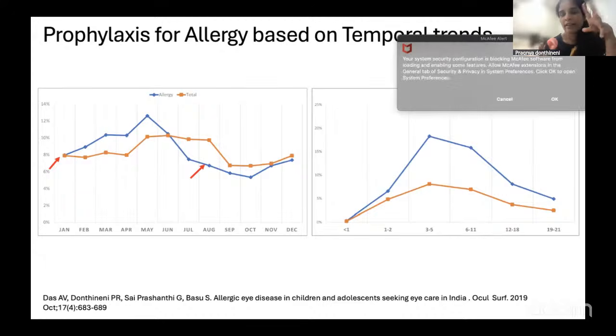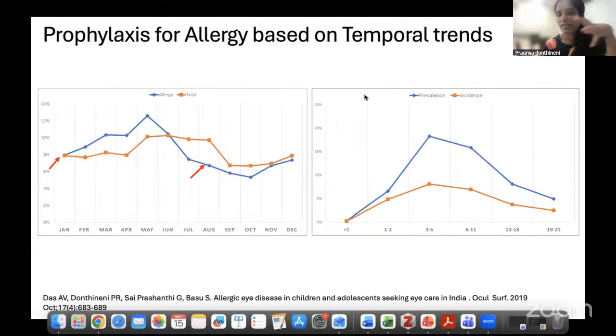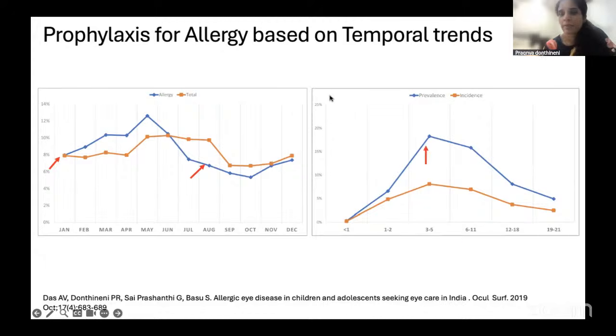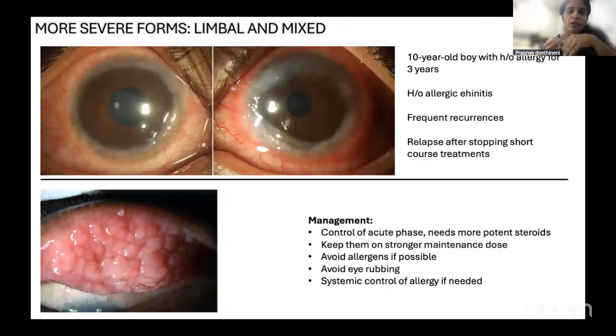So that's how the name vernal catarrh also goes, because it's mostly seen in spring and summer months. Similarly, when you see the prevalence as well, we had a similar trend. This gives us an idea of which months we really want to keep them under prophylaxis, make sure the parents are aware the time is coming and they need to gear up and try and avoid a more severe attack.